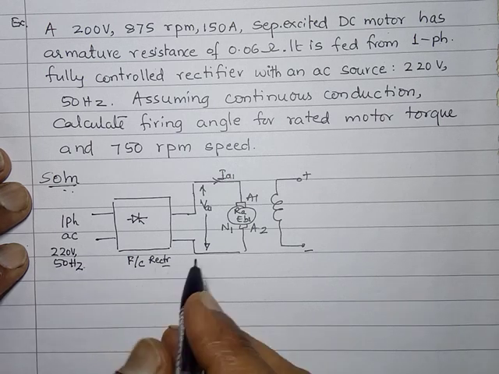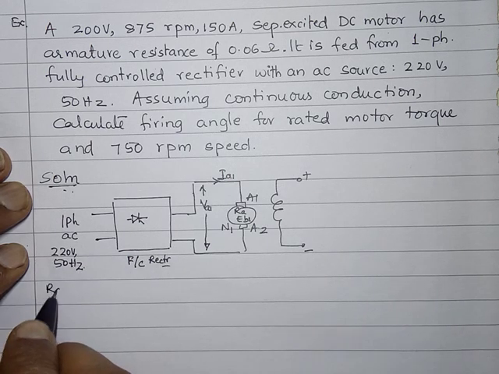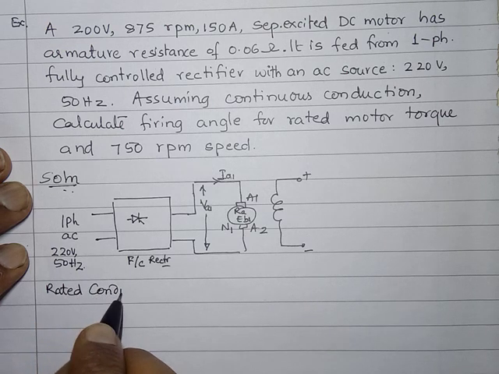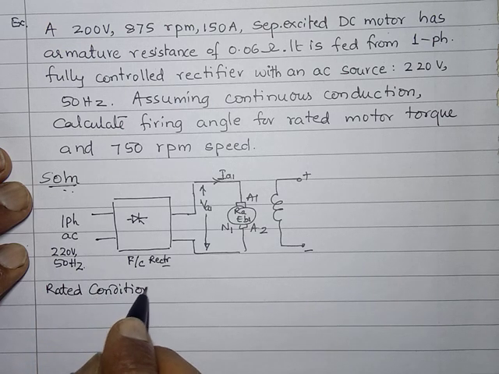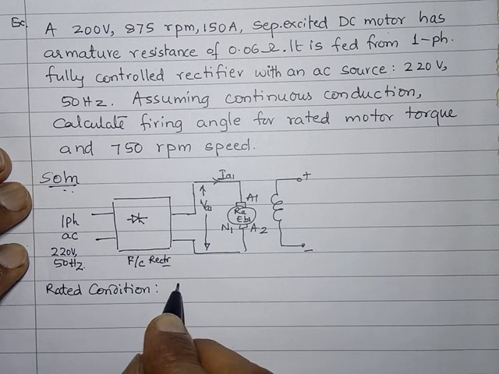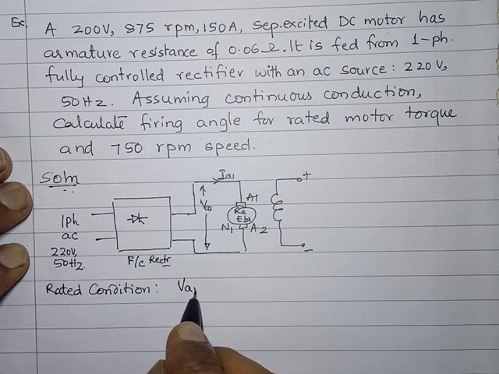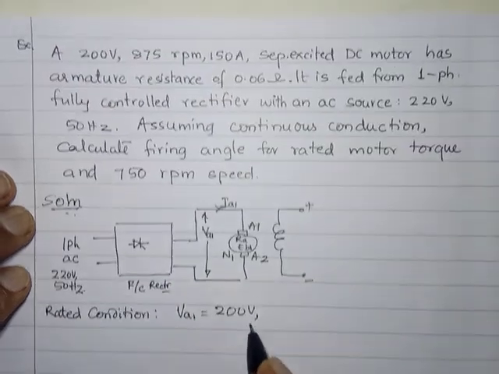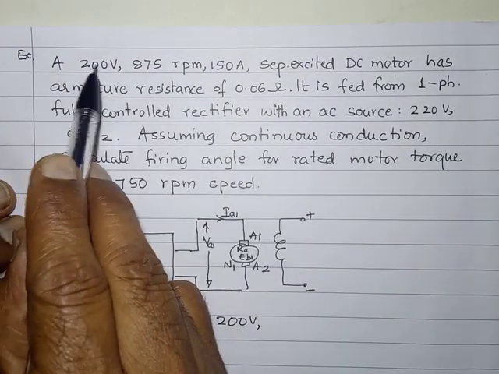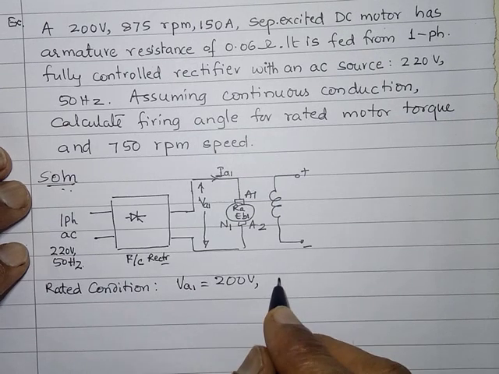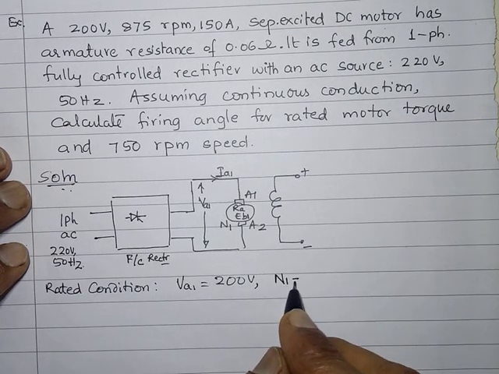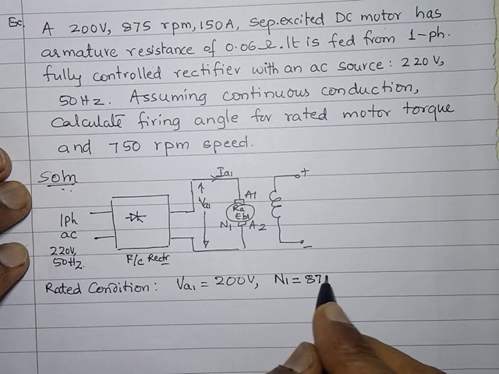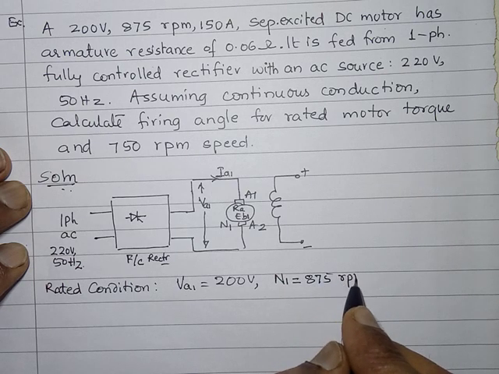So for the rated condition, when the motor is operating in the rated condition, VA1 will be 200 volts. You have got that in the statement, na? 200 volts. And the speed at which it will be running during rated condition will be 875 rpm.